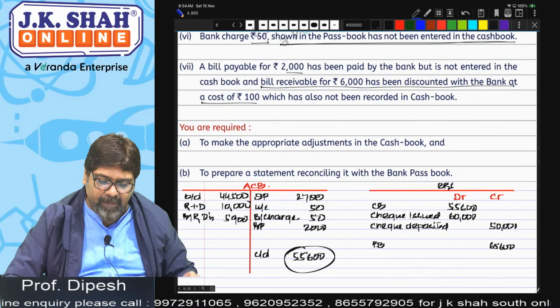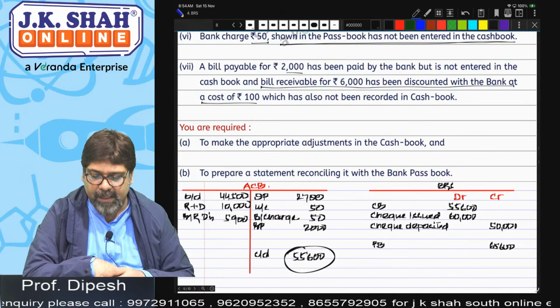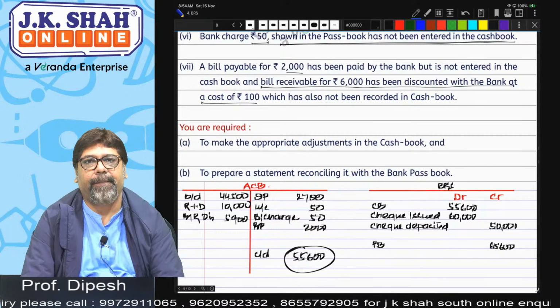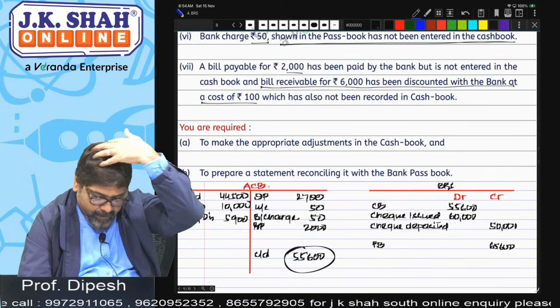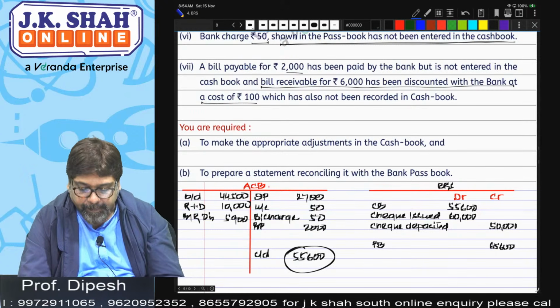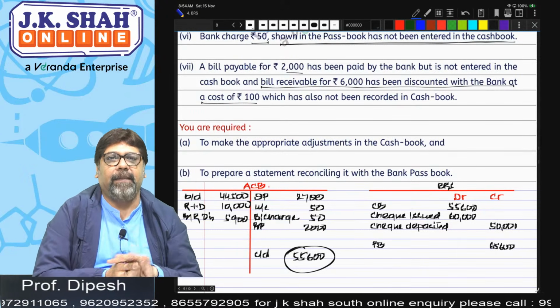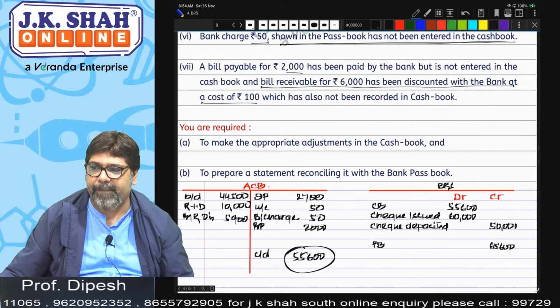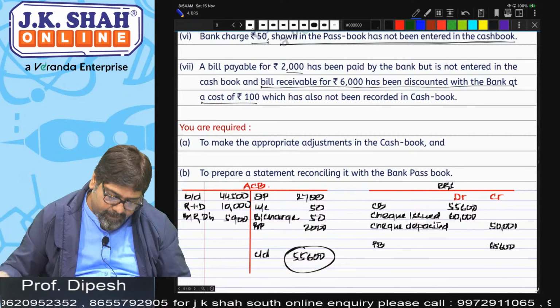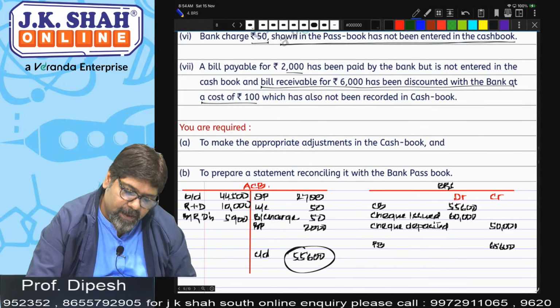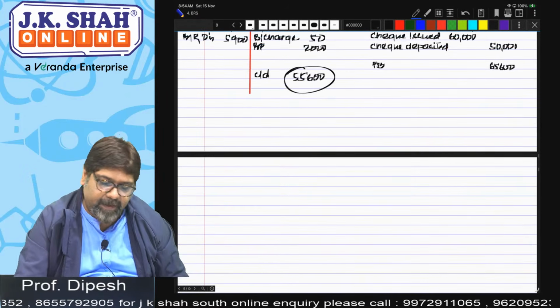So we have done BRS. Shall we go ahead? Are you ready, chartered? Yes. So we are done with BRS revision. Shall we move ahead? 65,600 passbook balance. Now, chartered, we'll do bills of exchange.